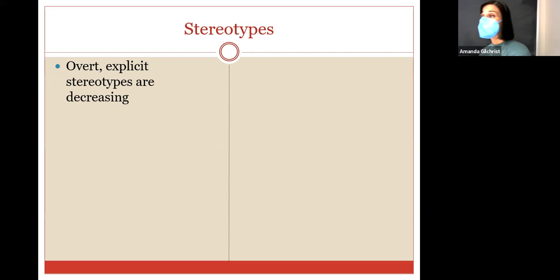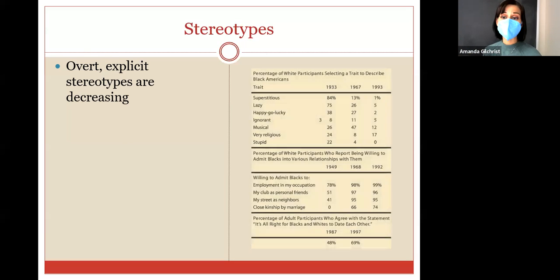And I would say some of that you are not going to be able to help, but awareness is key. If you are aware that your mind is trying to simplify the world and flatten your understanding of a group of people or a person, then you need to try to override that and process this a bit more consciously. Now, overt explicit stereotypes are decreasing.